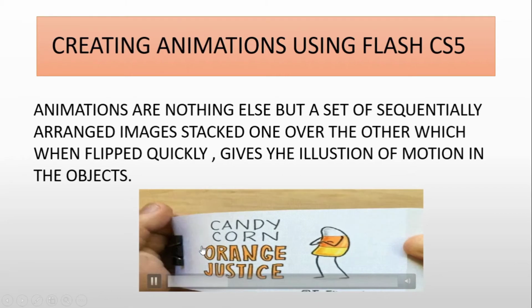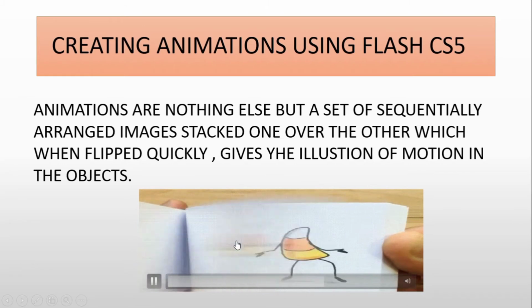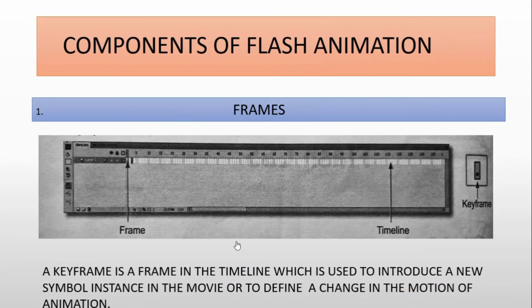Components of Flash animation. As we all know, an animation is sequentially arranged images played one after another. Each individual image of the animation is known as a frame. These are represented as small rectangular cells arranged in a timeline. Every frame is numbered at the top of the timeline, and every fifth frame is displayed in gray color while the others are in white color.